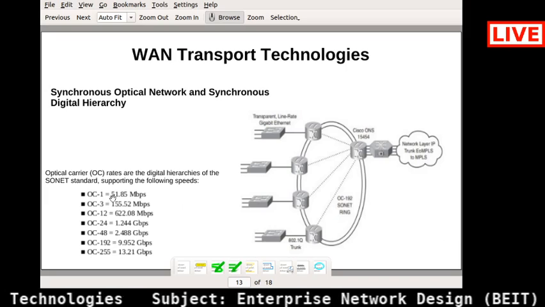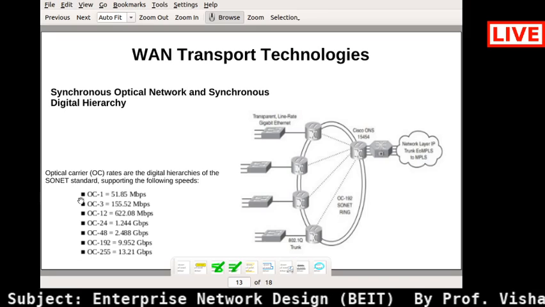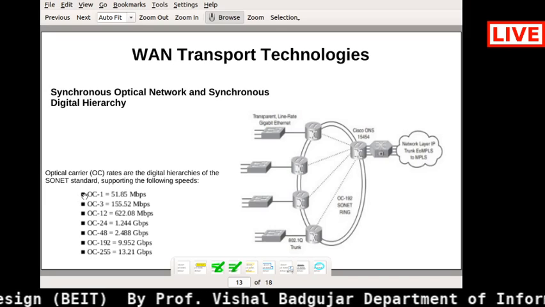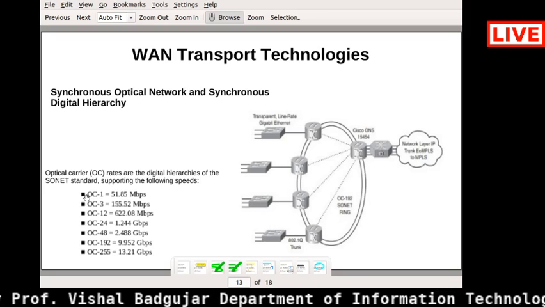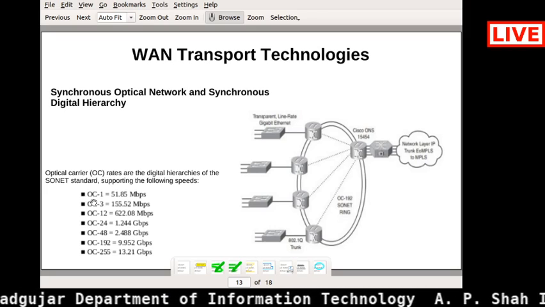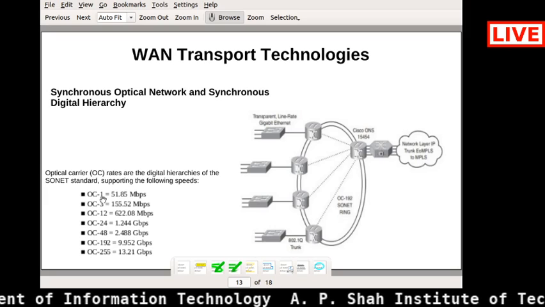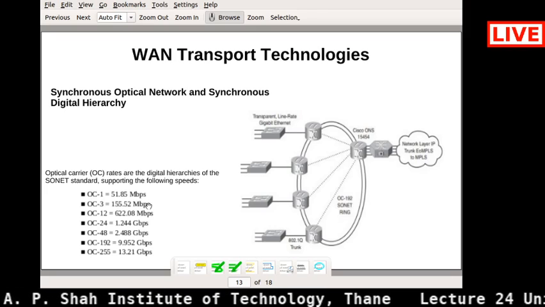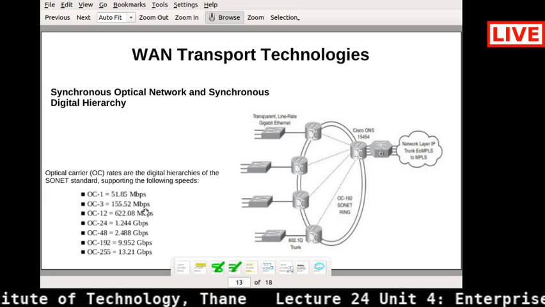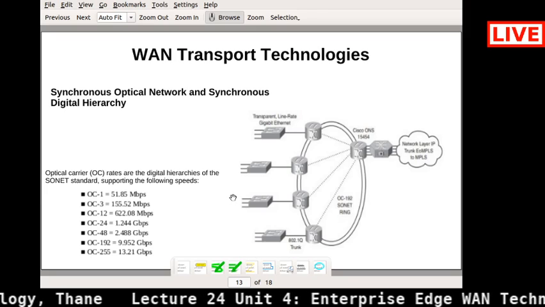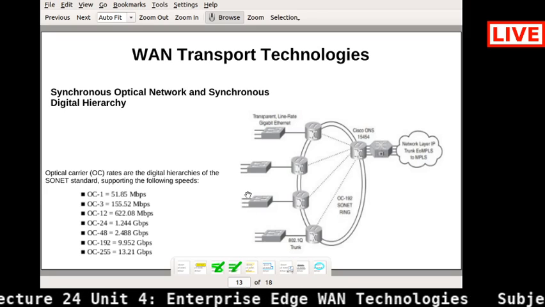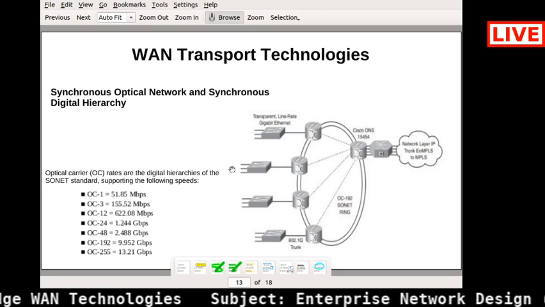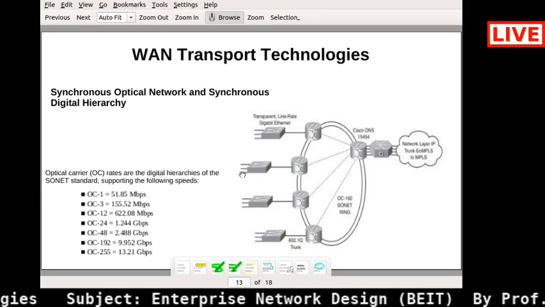So in this particular optical carrier rate for the digital hierarchy, it has some standards, and I am giving you some of the standards with their speeds. So if you see this particular OC, that is optical carrier 1, optical carrier 3, it has 51.85 mbps, 155.52 mbps and so on. So we have an optical carrier for each and every digital hierarchy level, if you consider this particular SONET.